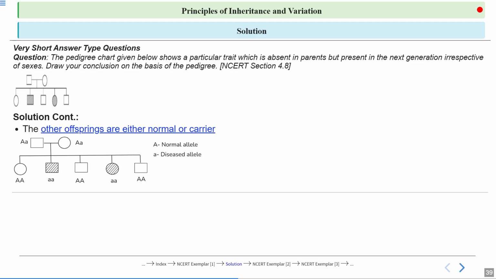Here capital A is for the normal allele, small a is for the diseased allele. So you can see the diseased male has small a, and the diseased female is also having small a. So the parents are carriers, you can see here. And the offspring which are diseased are inheriting small a from father and small a from mother. And this disease is irrespective of the gender. Male is also affected, female is also affected.